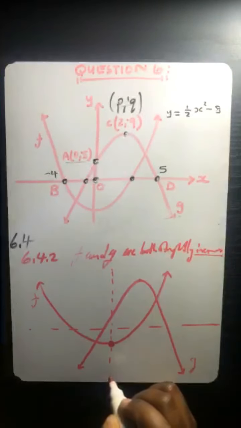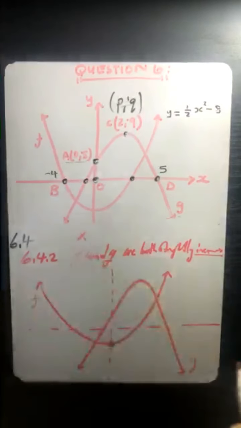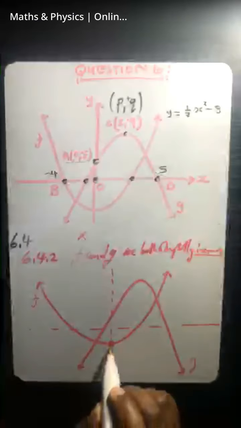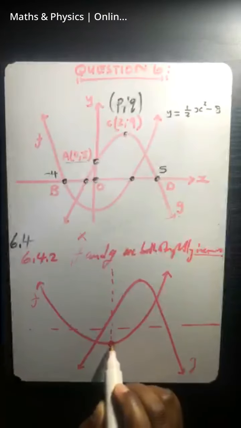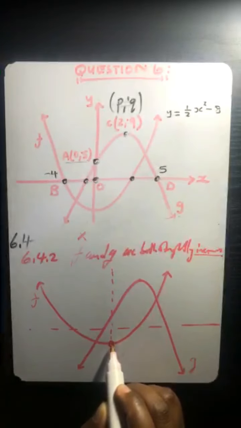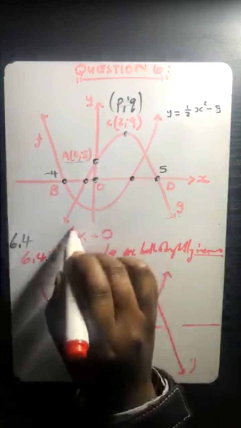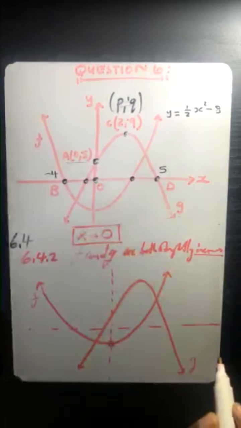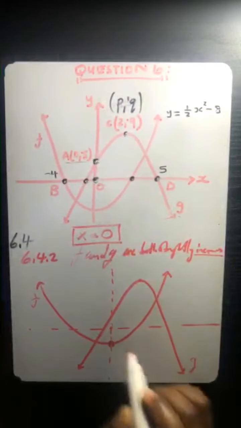Remember, they want us to give the x values. Do we know the x value at that point? First thing first. Do we know the x value at that point? 0. Yes, it's 0. Someone wanted to say 0, but they were not confident. We're not talking about the y value, but the x value. We know it is 0.